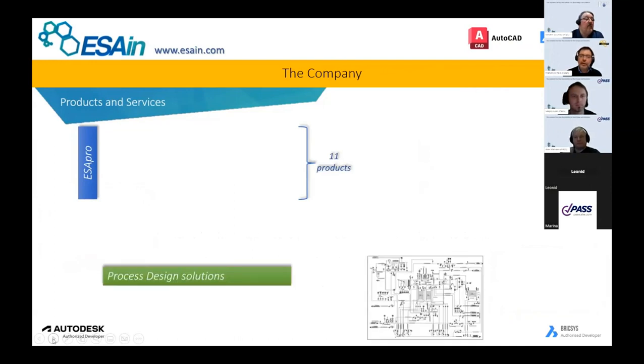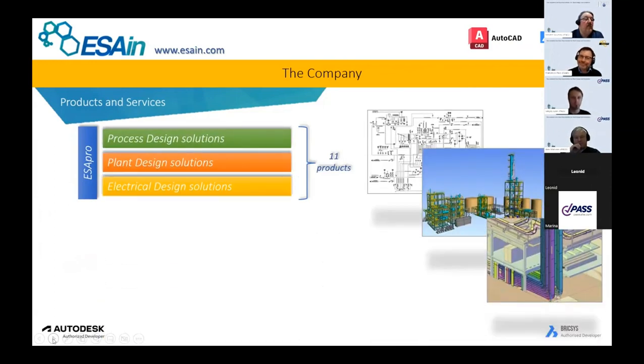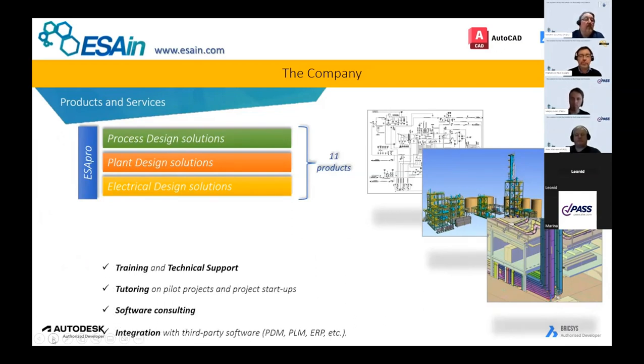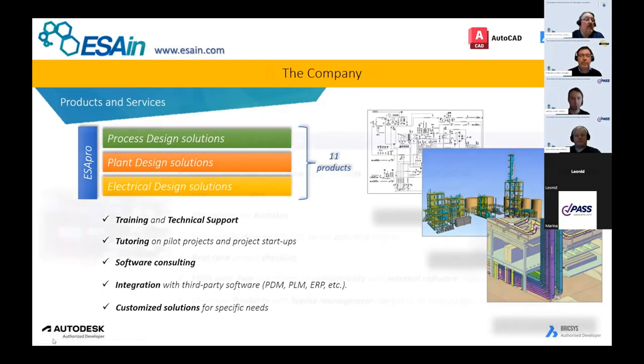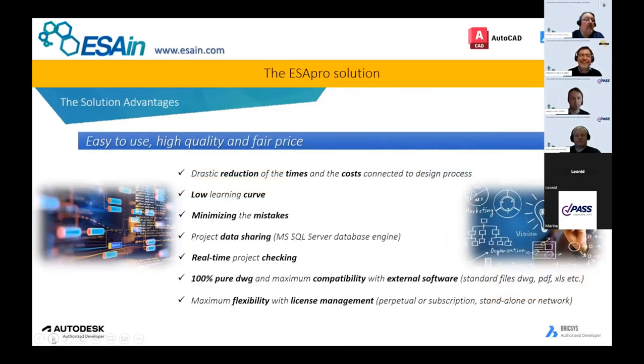We currently have 11 products. They are divided into 3 areas: process design solutions, plant design solutions, and electrical design solutions. During this presentation, we will take a look at process and plant, and at the end, there will be another session for the electrical solutions. And here you have all the services we provide.